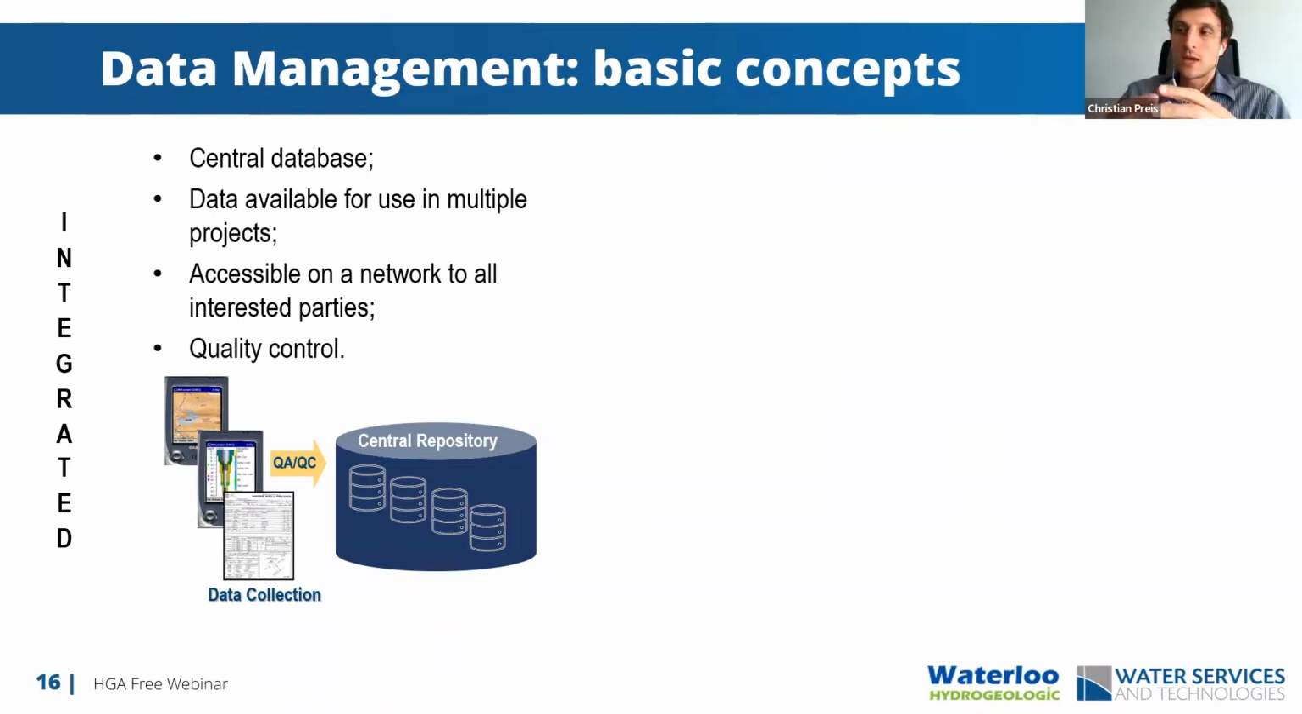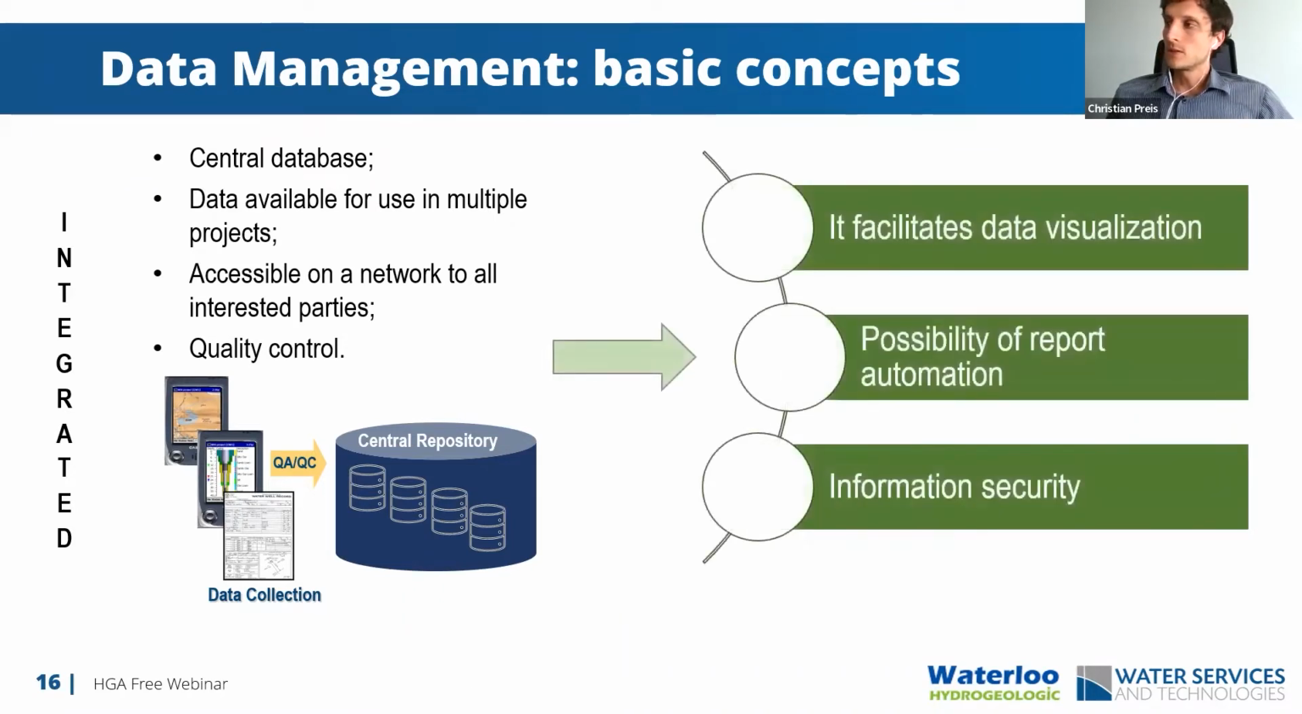And it usually has quality control on the data also. So we don't have duplicate data, we don't have redundant data, and we have a standard. So that point, borehole 03, is always called borehole 03. We don't have different mistypes or dashes or whatever different in the name of our point. And this facilitates the data visualization, because we have the possibility of report automation. And later today, I'm going to show you some practical examples of report automation.